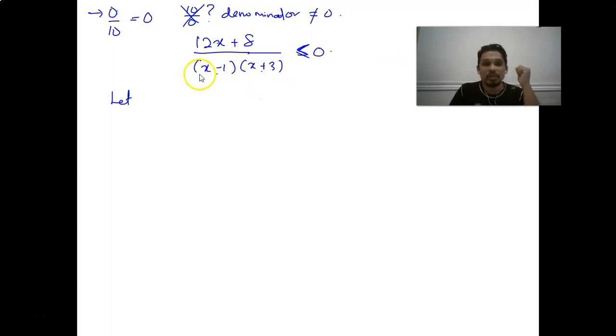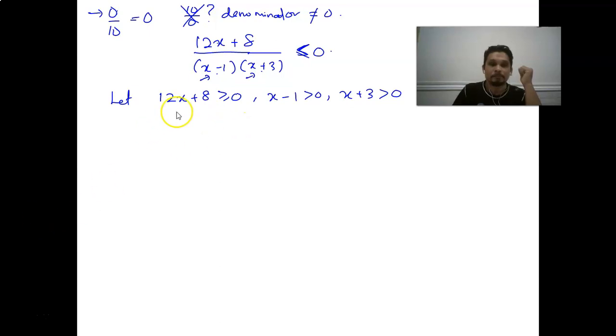Okay, so the denominator on this question right now is (x - 1)(x + 3). So look at this one carefully, less than or equal. So let 12x + 8 be greater than or equal to 0, x - 1 greater than 0, and x + 3 greater than 0. Okay, so look at this one here now. Greater than or equal, because we assume everything is positive, except for this one, which is greater than or equal. These ones are greater than only.